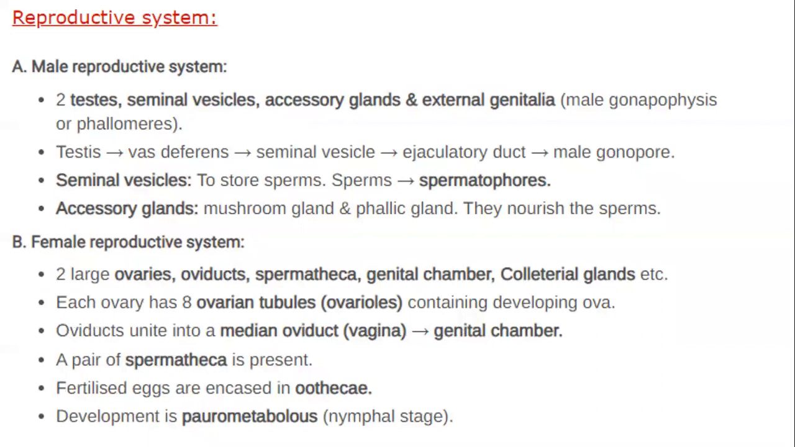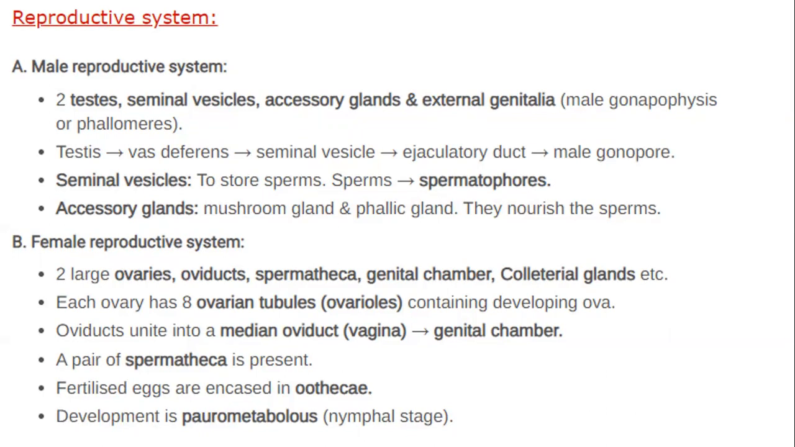Reproductive system. The male reproductive system has two testes, seminal vesicles, accessory glands, and external genitalia, that is the male gonapophysis or phallomeres. The path is testes to vas deferens to seminal vesicles to ejaculatory duct to male gonopore. This is the male reproductive system of the cockroach. Seminal vesicles store sperms, in the form of spermatophores. Accessory glands, the mushroom gland or phallic gland, nourish these sperms.